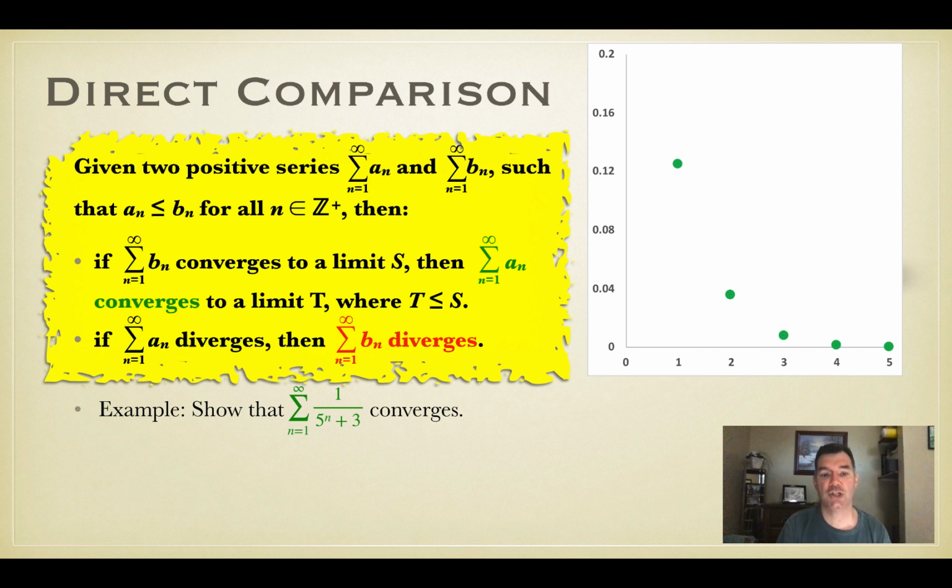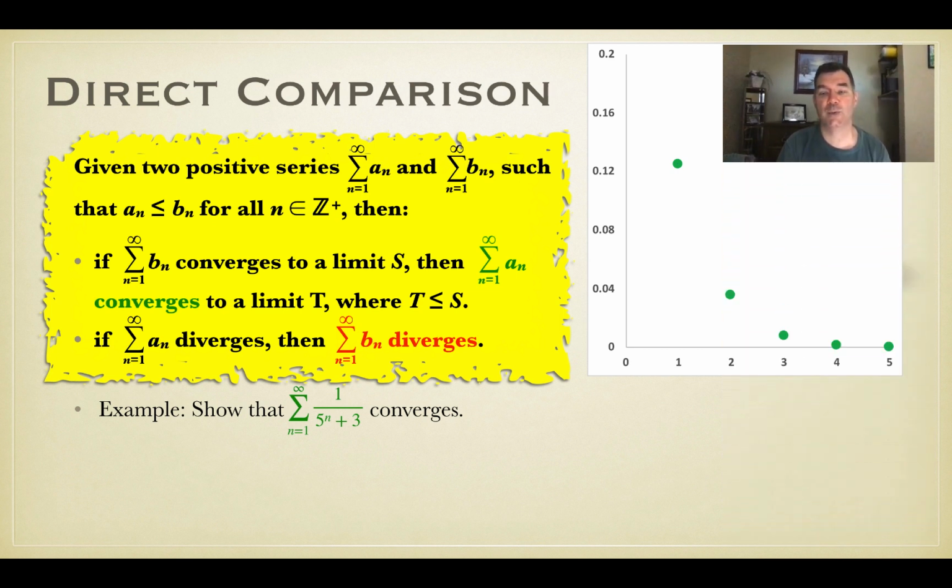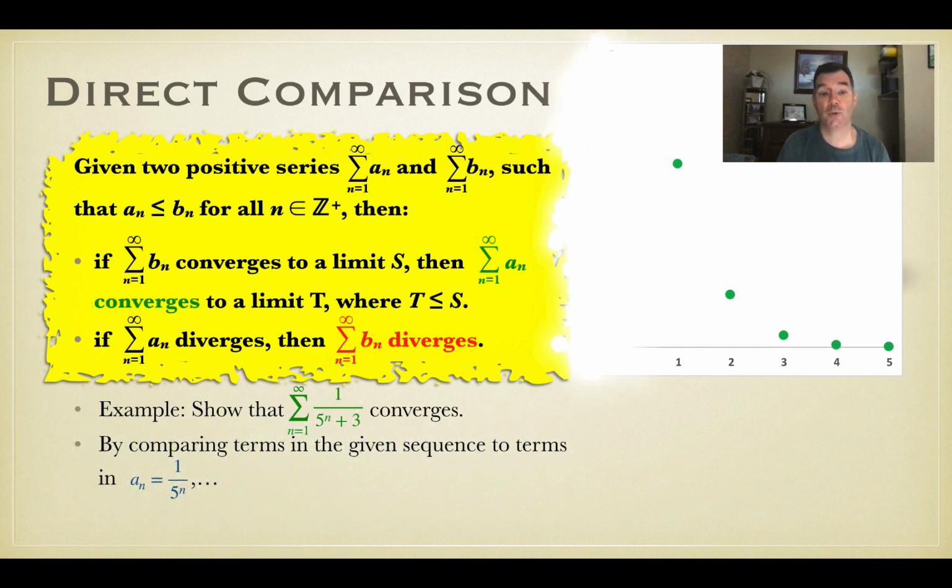All right, so I need to show, as an example, that a series where every term looks like 1 over 5 to the n plus 3 converges. So I need to find a series that I know converges where every term in that series is going to be greater than 1 over 5 to the n plus 3. So I'm going to compare to 1 over 5 to the n. I know a lot about that series, and if I graph both of those series on the same graph, I can see that the green series, which is what I was given, is always lower than the blue series, which is the one I'm comparing it to.